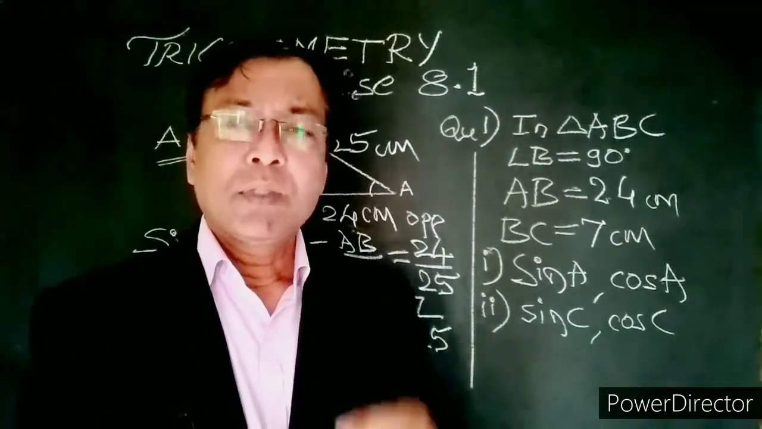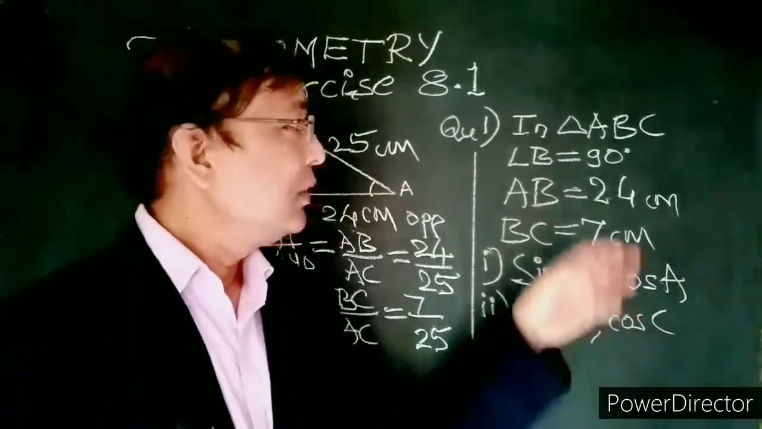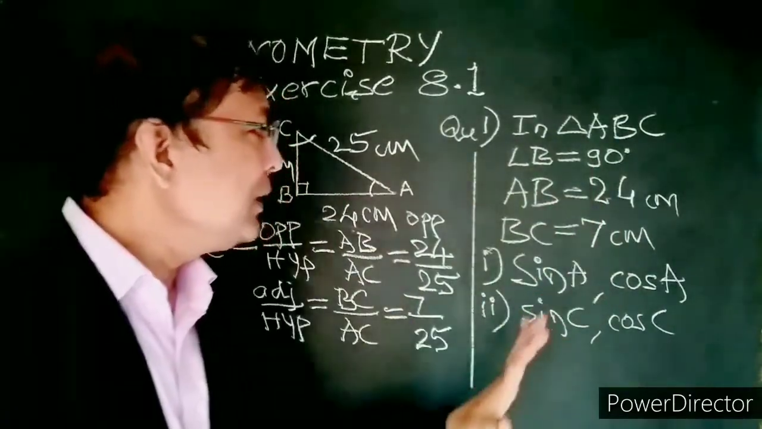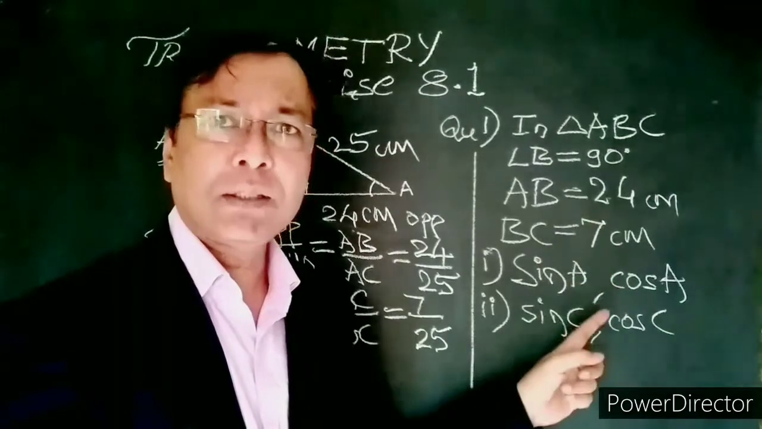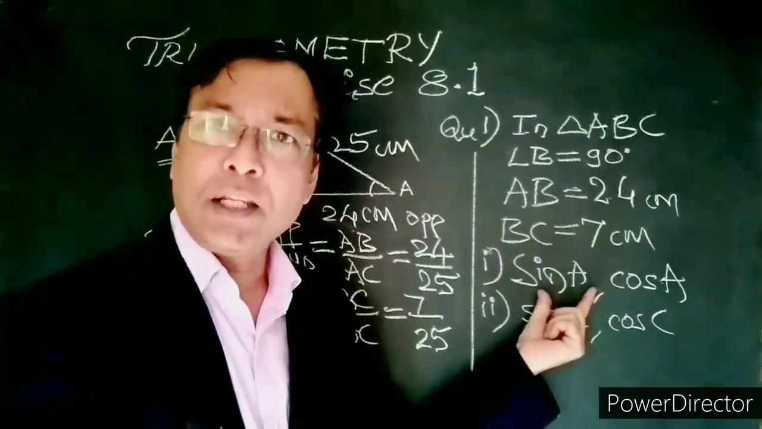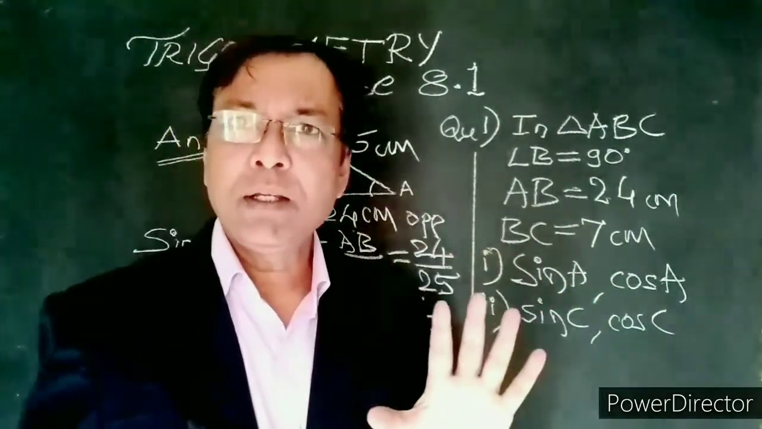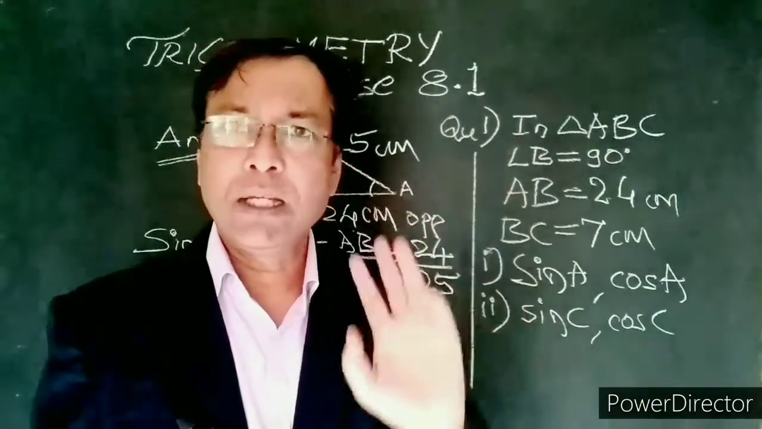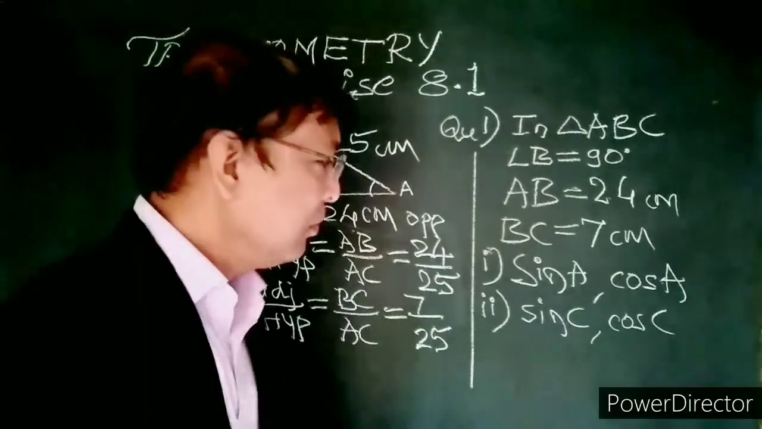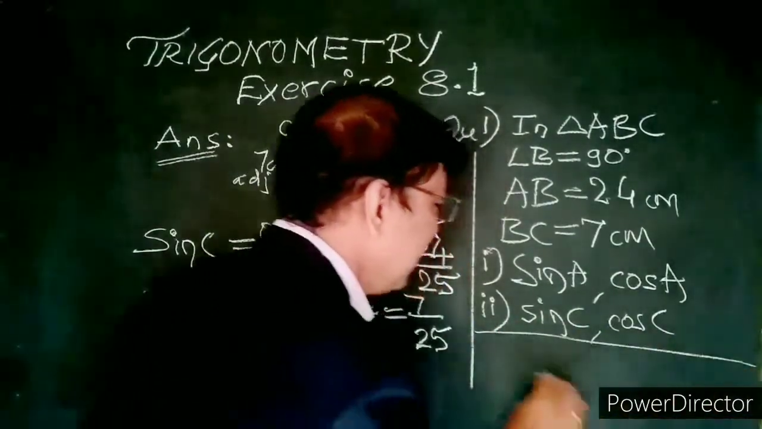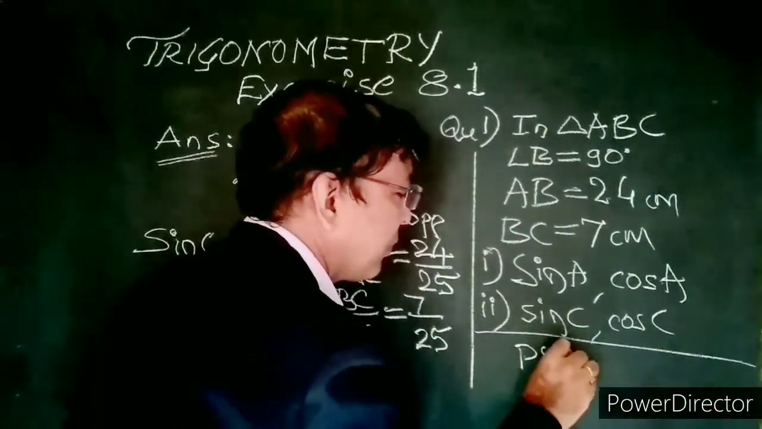Now I give you the 30-second trick for this numerical. What is given here? Two sides are given, and what is asked? Trigonometric ratios. To find the trigonometric ratios, we should know all three sides. So, two sides are given. The third side must be calculated by using Pythagoras theorem.